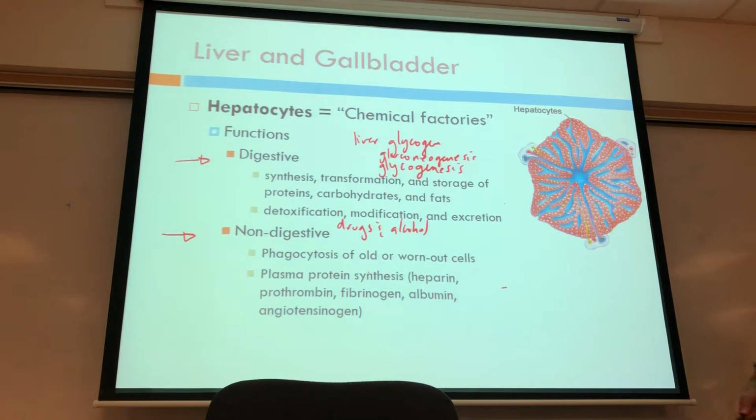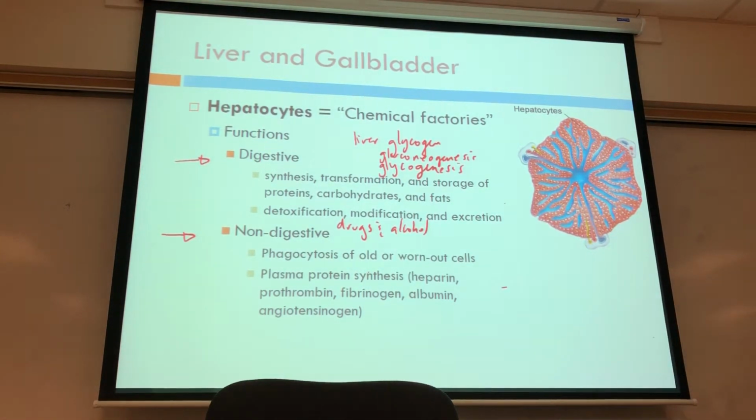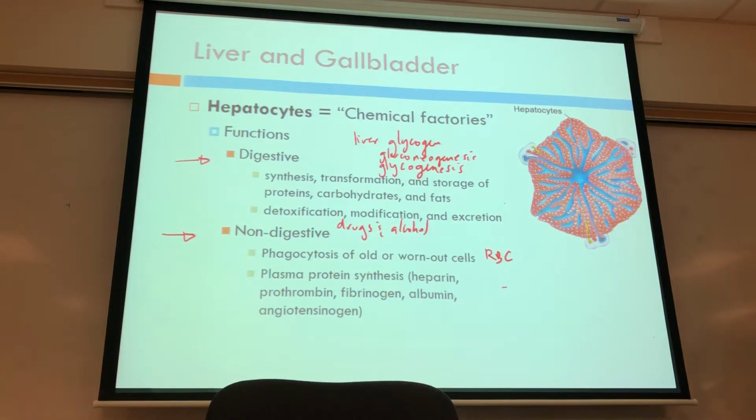The non-digestive function is the phagocytosis of old or worn out cells. What worn out cells are we talking about mainly? Our red blood cells. Our red blood cells, as you remember, have about a 100 to 120 day life cycle. They don't have mitochondria, they don't have any nuclei, so they can't regenerate their own cells, they can't repair themselves.